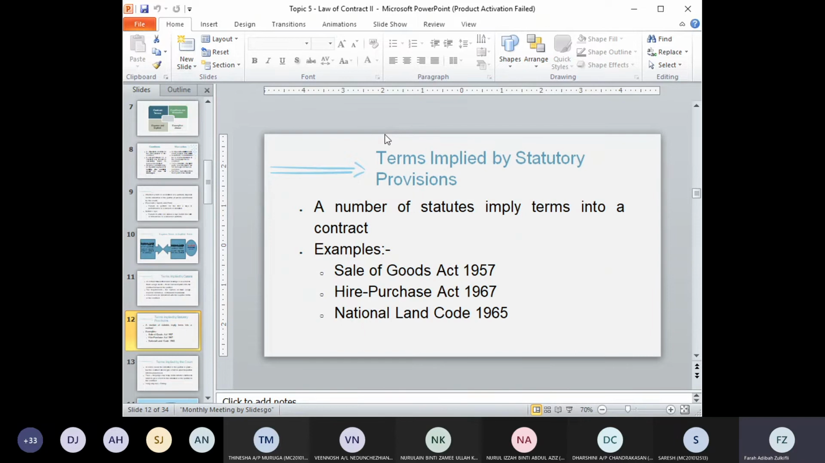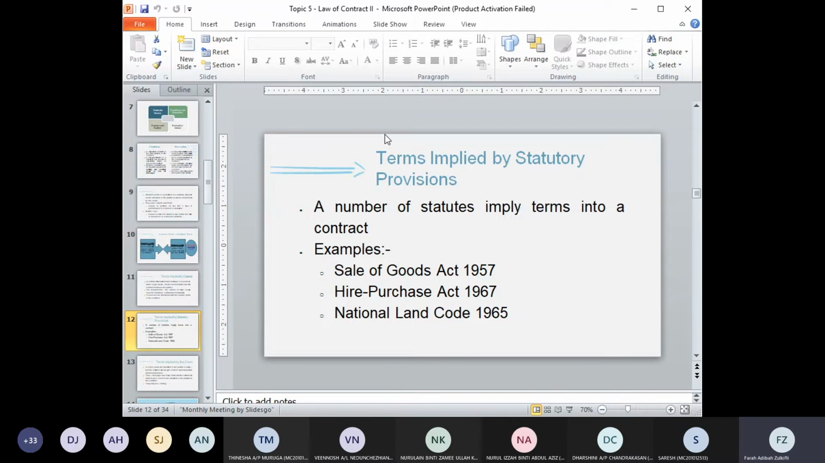The second, some terms can be implied by statutory provisions. So certain statutes imply terms into a contract. For example, if you are selling or buying goods, you are subjected to the Sale of Goods Act 1957. Or if you want to buy a car on hire purchase, the Hire Purchase Act 1967 applies. So whatever is stated in your contract, you still have to follow what is stated inside the Hire Purchase Act.